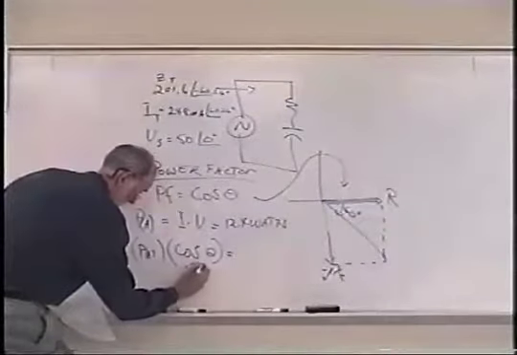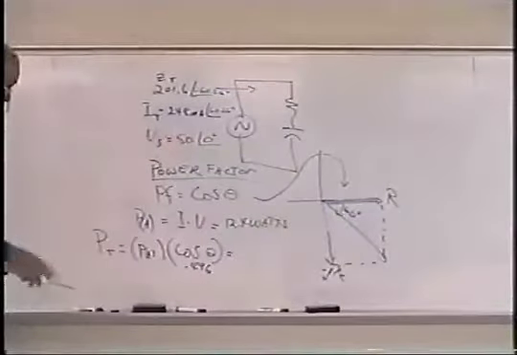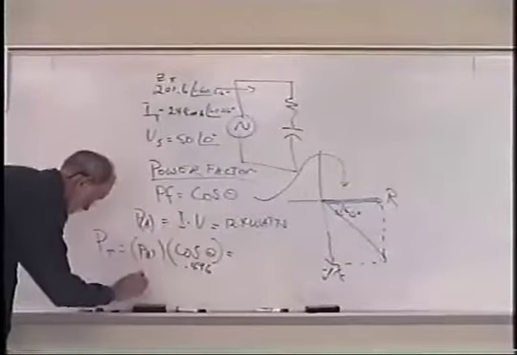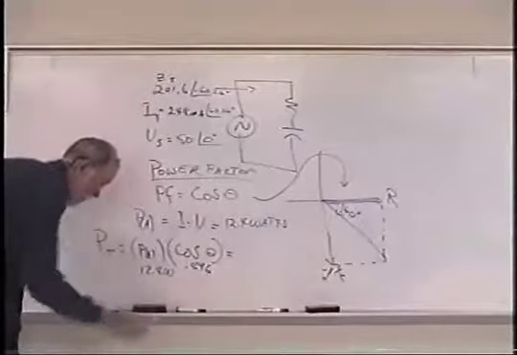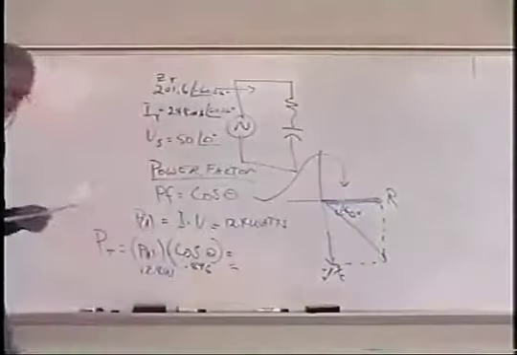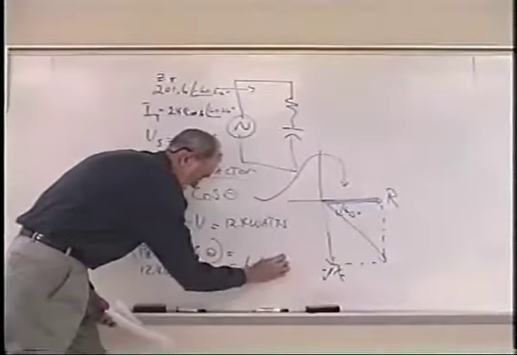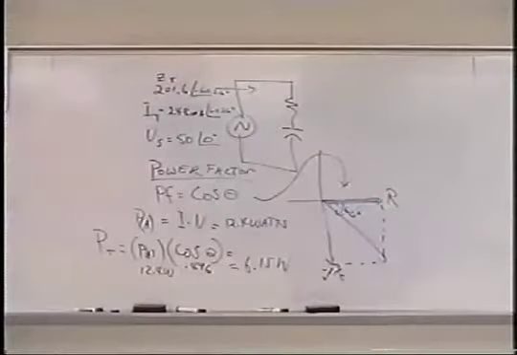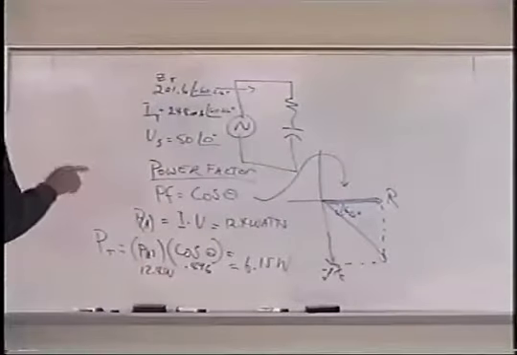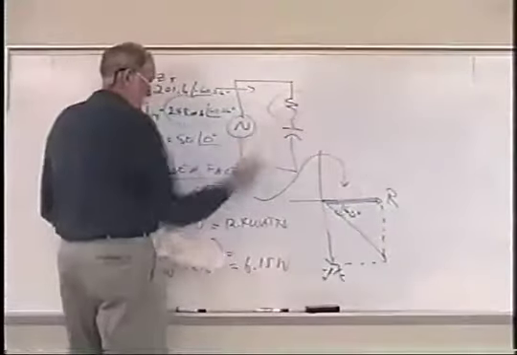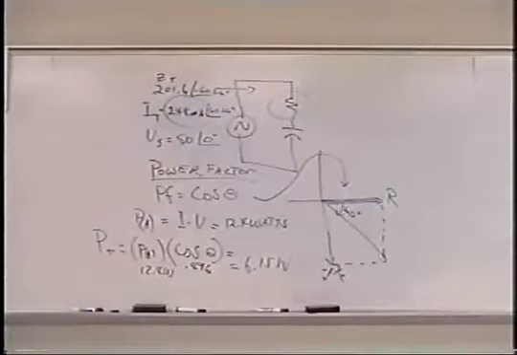So 0.496, which is the cosine of 60.26 degrees, and the apparent power of 12.4 watts gives me a true power of 6.15 watts. Now then, I would get exactly the same number if I took my current squared and multiplied it times my resistance. That would give me that same number. So you check that out and see that that is true.